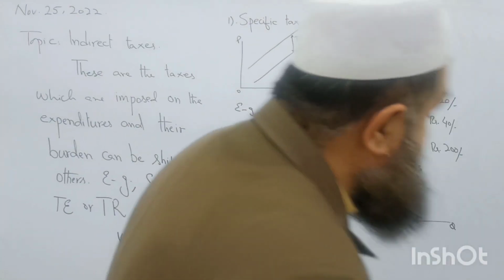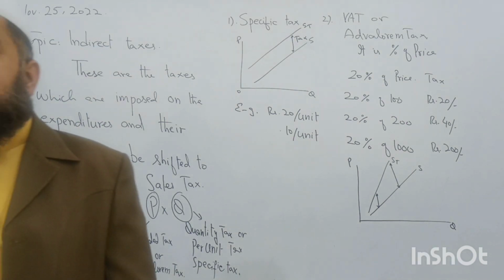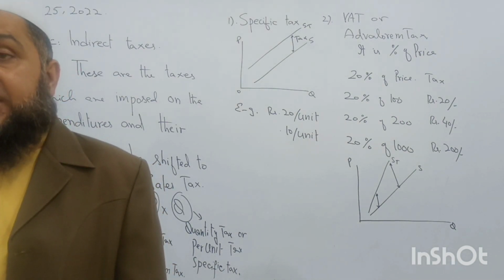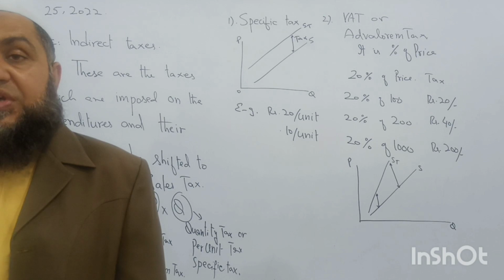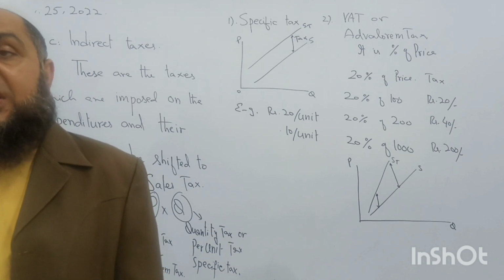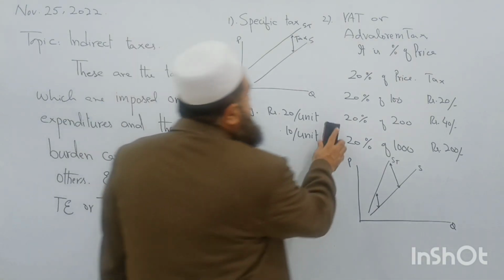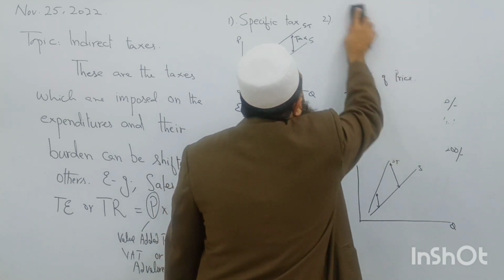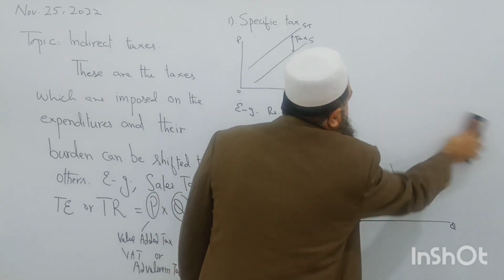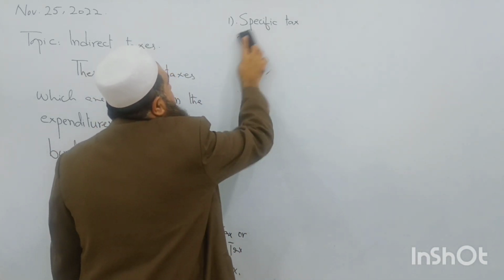Okay. Now come towards a diagrammatic explanation of specific tax when it is imposed on the production of demerit goods. Where are taxes imposed? On the production of demerit goods, which are harmful to the consumers. So in order to discourage the consumption of demerit goods, what is the government doing? Government is imposing a specific tax.